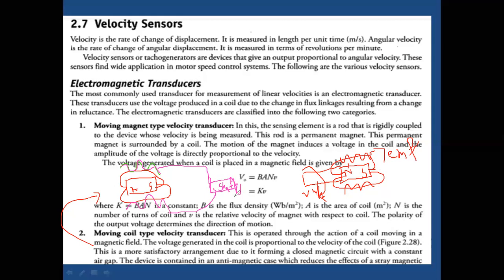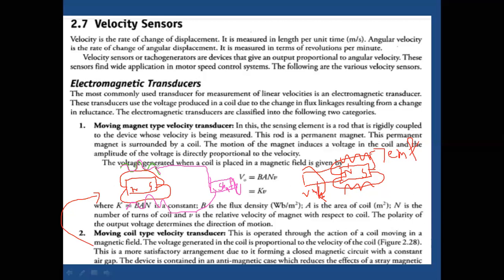This is the shaft. Whenever the shaft is moving with a certain velocity, obviously the connected moving coil is also moving with the same velocity. Here the permanent magnet is fixed, which is not able to move at any cost, in any direction.